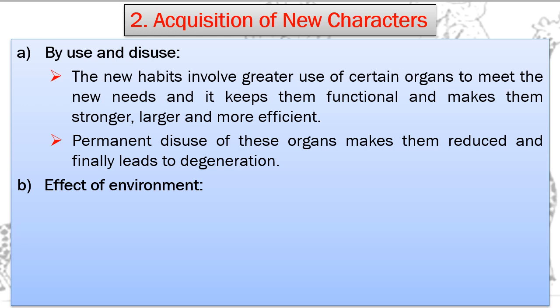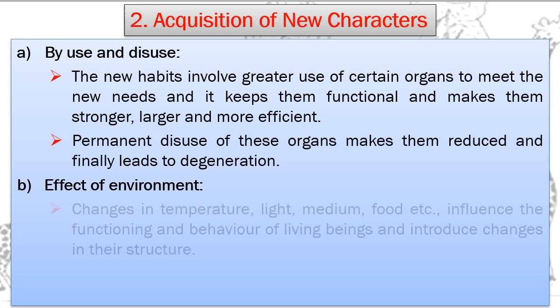So, according to Lamarck, the organs which are used continuously become well developed and they enlarge in size. But permanent disuse of these organs makes them reduced and finally it leads to degeneration. And after many generations, they may be completely lost.